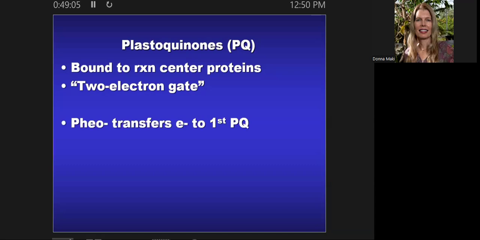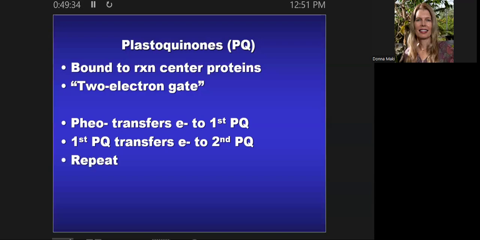So what's going to happen is pheophytin will get that electron from the chlorophyll, turn around and pass it to a plastoquinone. There's actually a couple of plastoquinones involved in this process. So we say it goes to the first PQ. The first PQ turns around and gives it immediately to a second PQ sitting right there. So now that second PQ has 1 electron, and not good enough. It's like, I need 1 more.